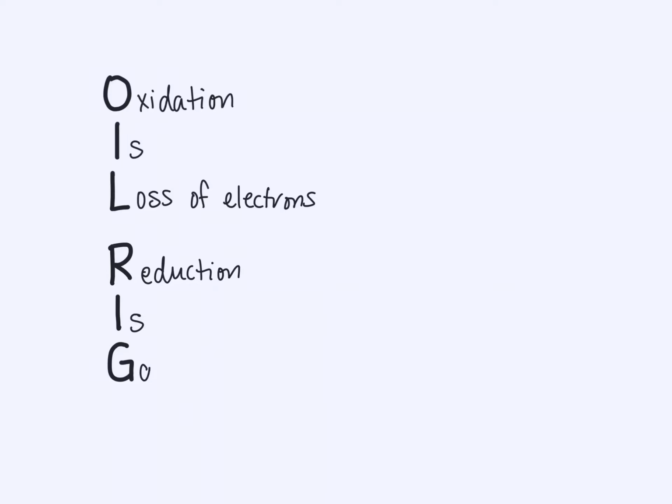A common mnemonic to help you remember which reaction involves molecules and atoms gaining electrons and which reaction involves them losing electrons is this mnemonic of OIL RIG. And what this stands for is: oxidation is the loss of electrons, whereas reduction is the gain of electrons.